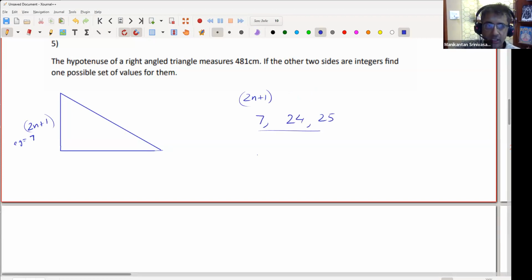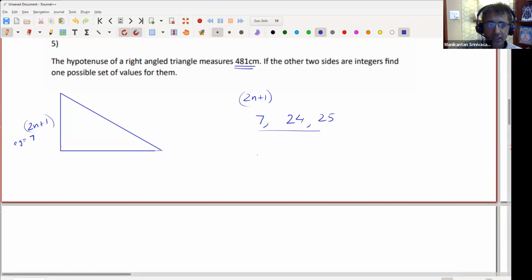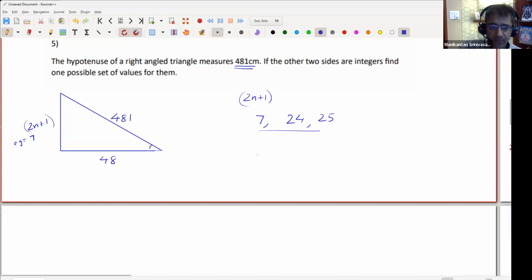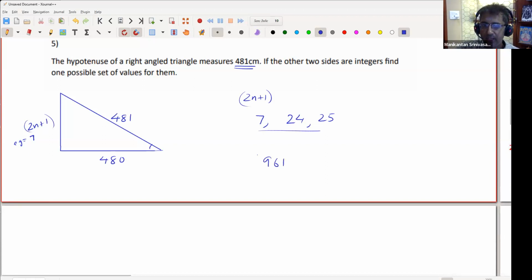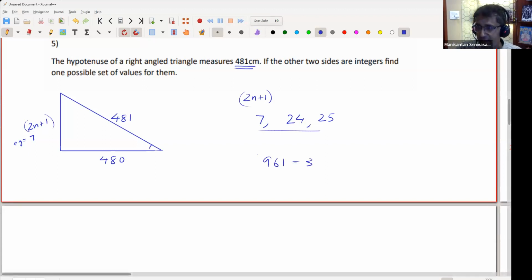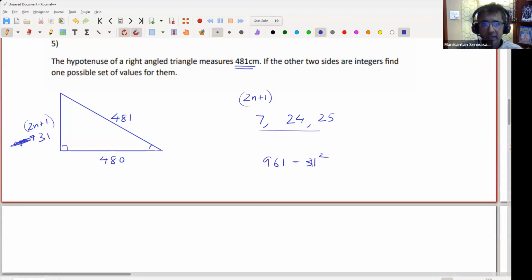So exactly the same concept. We know that the hypotenuse is 481, which means this guy is 480, is one possibility. I'm not saying this is the only possibility. One such easy right angle triangle is when these are successive numbers, 481 and 480. When you add 481 and 480, you get how much? 961. And 961, if you recognize, is 31 square. And therefore this guy is 31. So 31, 480, 481 is a right angle triangle, right?